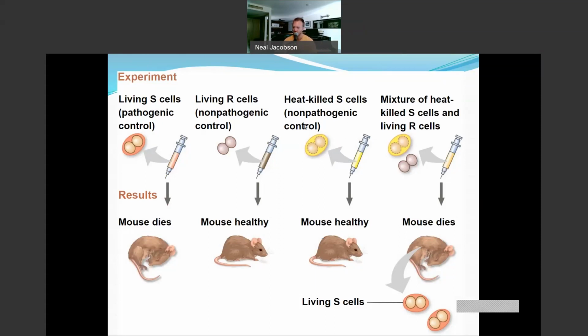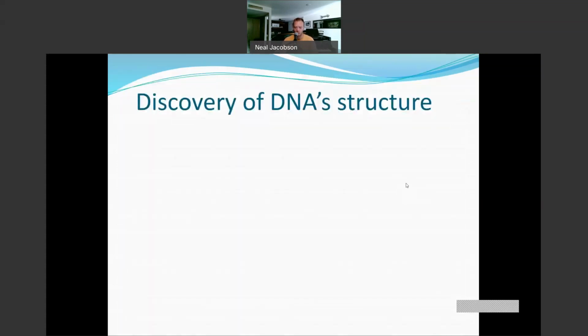And then here's the genius part. This is the best part. So he killed the deadly bacteria, heat treated them, blended them up, mixed them in with the non-deadly, and then injected that solution into the mouse, and the mouse died as if it was killed by the deadly bacteria. And so that showed that there was some material of transmittance that made the bacteria deadly that could be incorporated into other bacteria. So that was kind of a cool experiment.